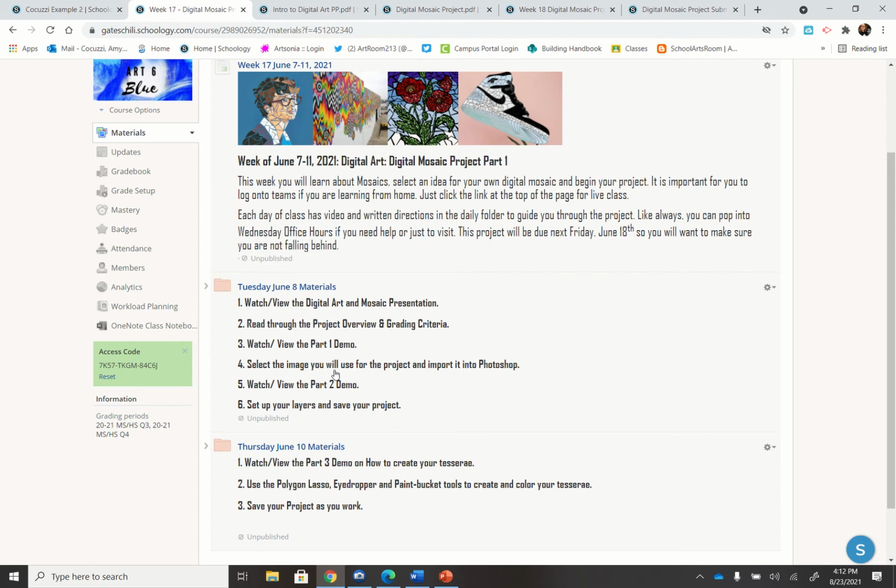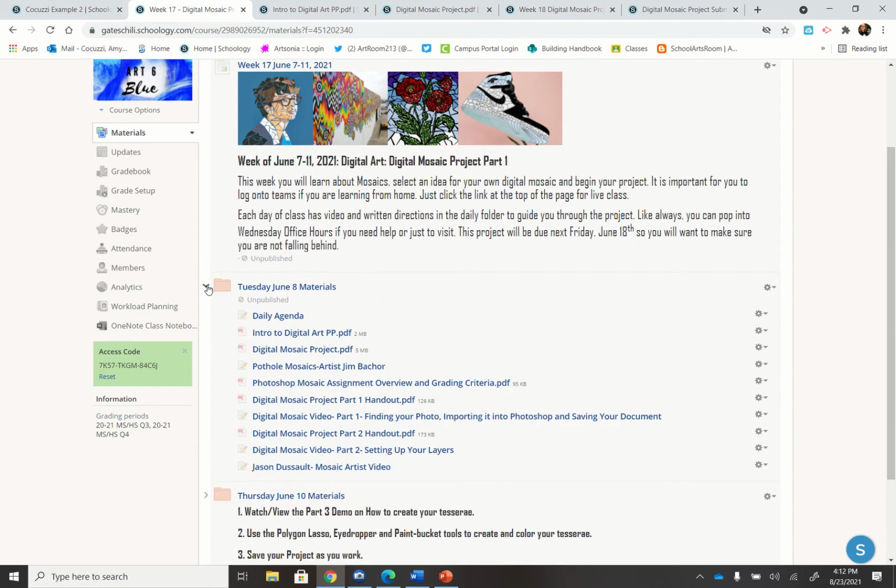So one student might need 100 pieces for their digital mosaic, and another student might need 50. Someone else might have a larger picture, and someone else might have a smaller picture. So there were a lot of ways I differentiated as we went through.